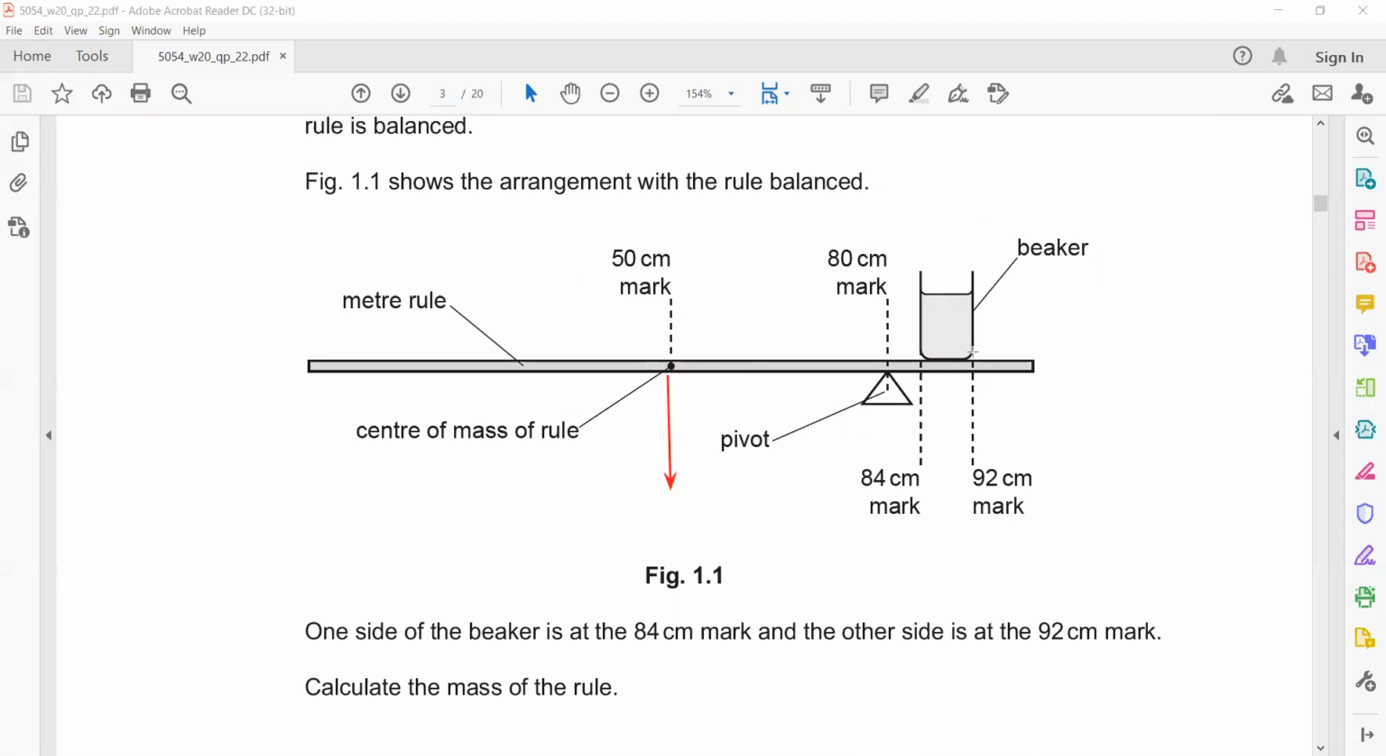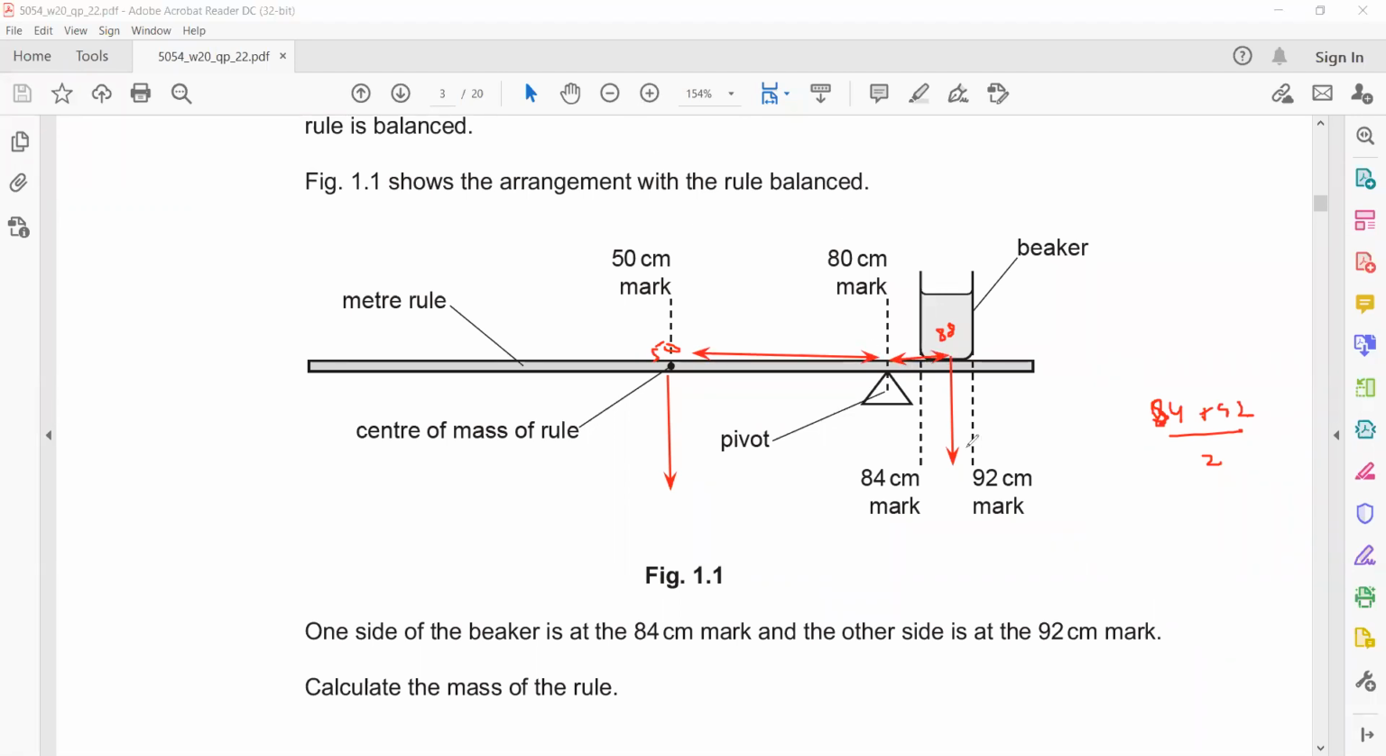So clockwise moment is equal to anti-clockwise moment. One side is 84, another side is 92, so the center will be between them. How do we find the center? It will be 84 plus 92 divided by 2, so this average will be 88. This is at the 88 centimeter mark and the rule's center is at the 50 centimeter mark. The clockwise moment equals the anti-clockwise moment if it is balanced.